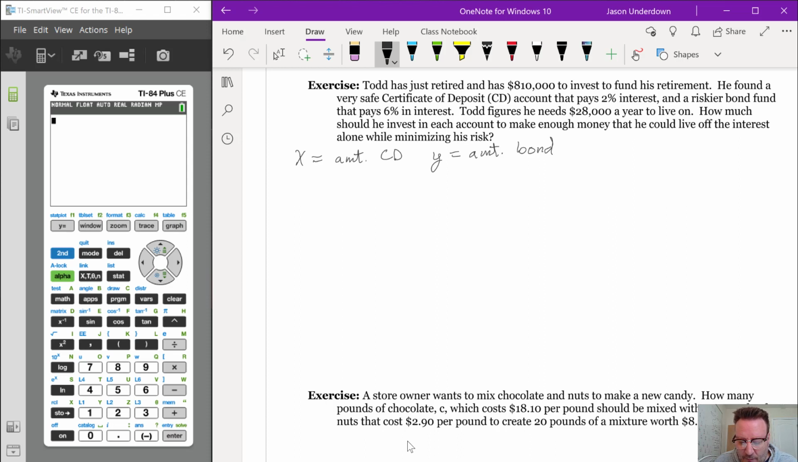Well, first, I see that number $810,000 is what he has. So the total amount that he invests has to sum to $810,000. That means x plus y has to equal $810,000. So let's write that equation down: x plus y equals 810,000.